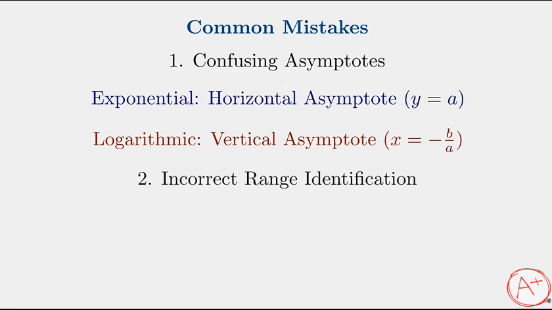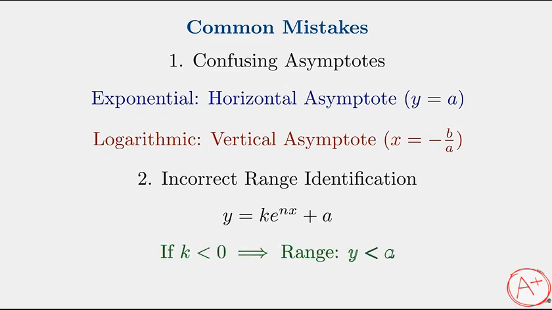Mistake 2. Incorrectly identifying the range. For y equals ke^(nx) plus a, students often forget that if k is negative, the graph is reflected below the asymptote. So the range would be y is less than a, not greater than a.